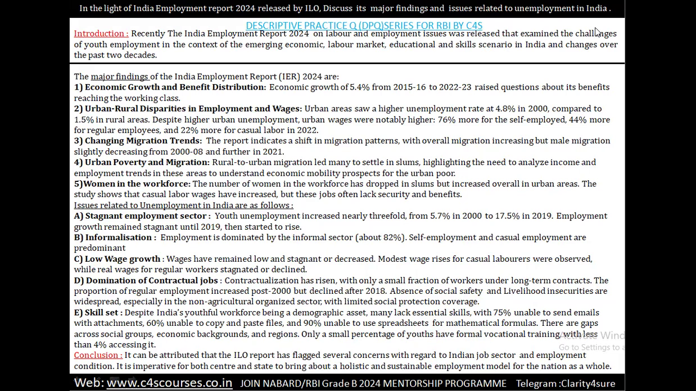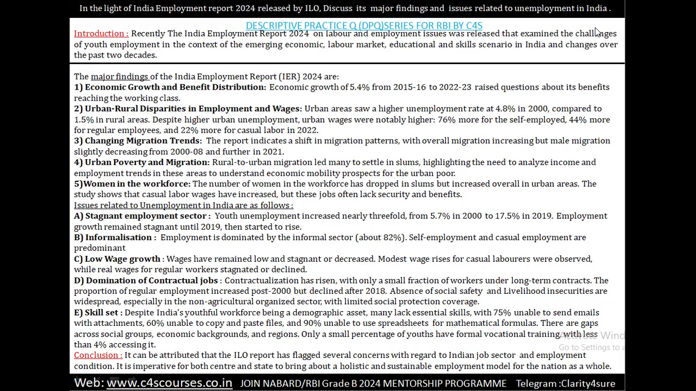The first point talks about economic growth and benefit distribution. It says that the benefit distribution has not been equitable. That is, the bottom class has not received the benefits of the economic growth. So that is the first point.